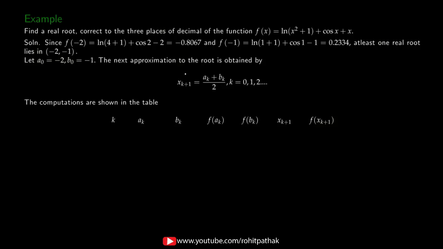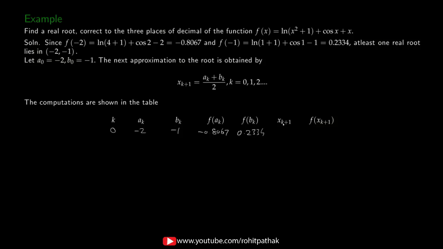So in this table, these are the columns. For k = 0, this will be a0, which is -2. This is b0, which is -1. f(a0), that means f(-2), is -0.8067. f(-1) is 0.2334. And what is this x(k+1)? This x(k+1) is (ak + bk)/2. So take the sum of these two and divide it by 2.